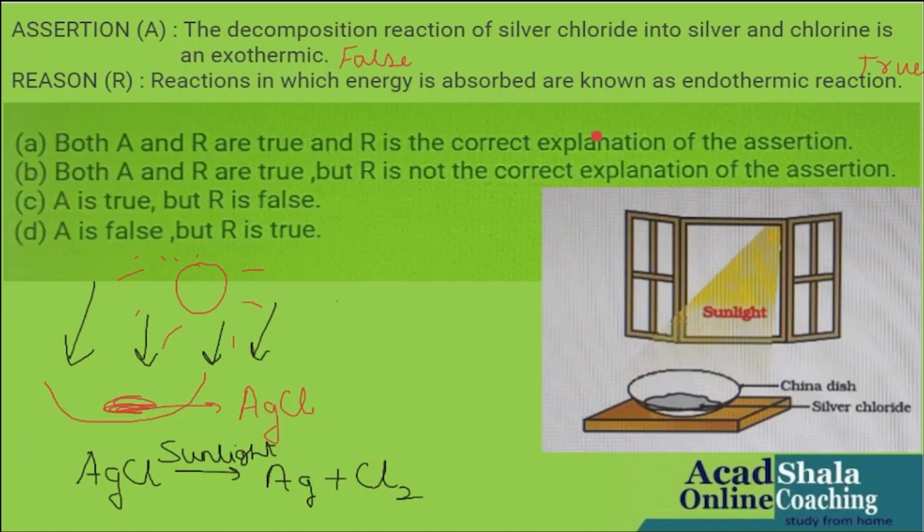Okay, now I have the false statement for assertion and true statement for reason. Now let me check which option is the most appropriate. First is false, second is true. So I will choose that A is false, but R is true. So this option is D, absolutely most appropriate, out of the four. So this is the correct option, option D.